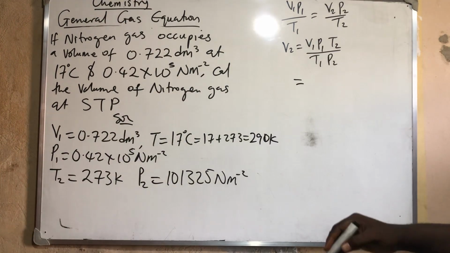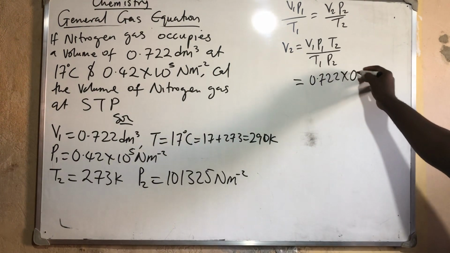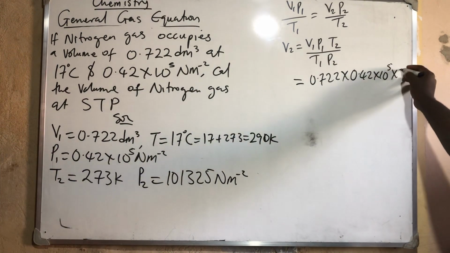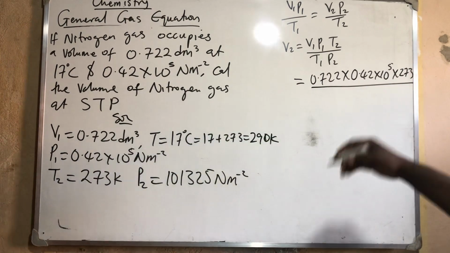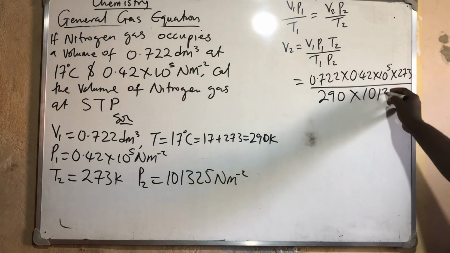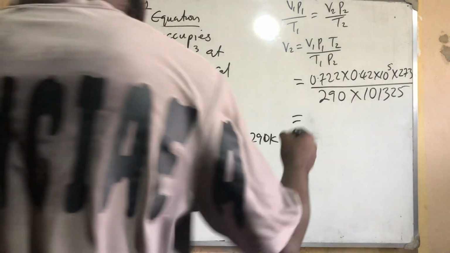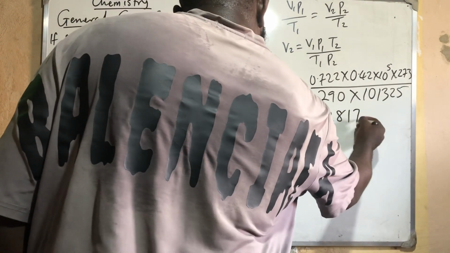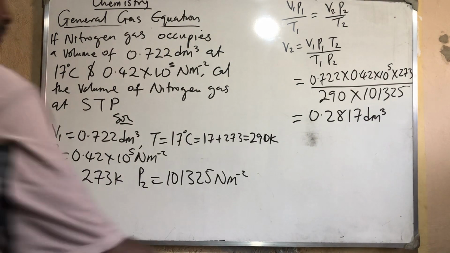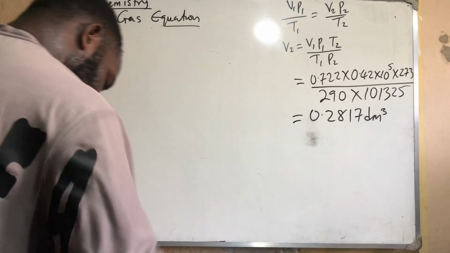So if you now put everything in, you now have 0.722 times P1, 0.42 times 10 raised to power 5, times T2. My T2 is 273, everything over my T1, 290, times my P2, 101,325. So if you do everything, if you press everything, you will have that the volume is 0.2817 dm cube. So this is very, very simple. Okay, so we move to the next question.